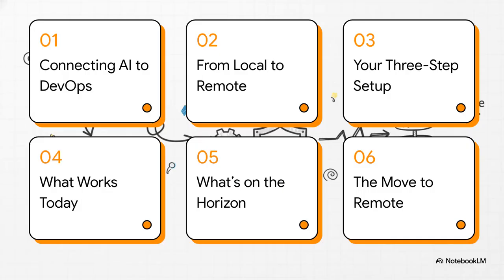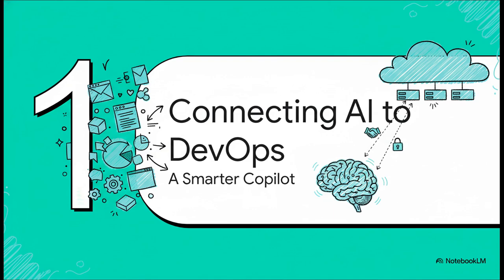Okay, let's dive right in. So, here's what we're going to cover. First, we'll talk about the big idea, connecting AI to DevOps. Then we'll look at the big shift from the old local server to the new remote one. I'll walk you through the ridiculously simple 3-step setup. We'll cover what's working today, what's coming up next, and finally, what this big move to remote really means for you.